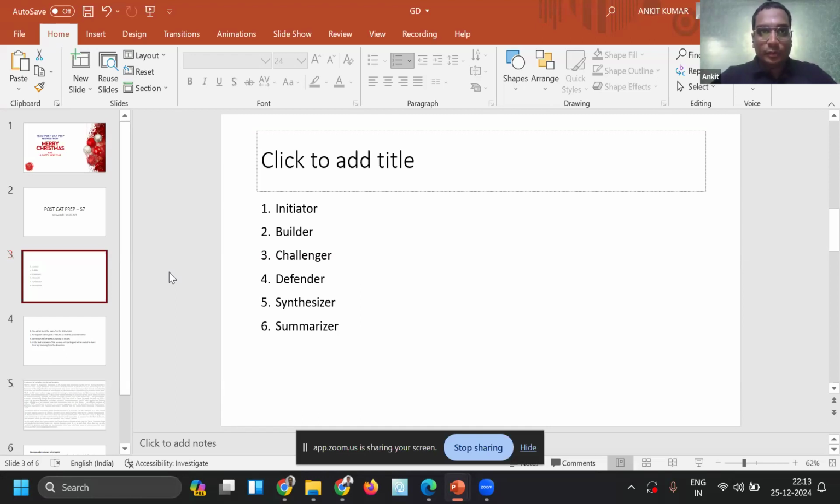So the mid part could be around 5 minutes in a 12 minute GD, and by that time the challenger, defender, builder and initiator part would be done.